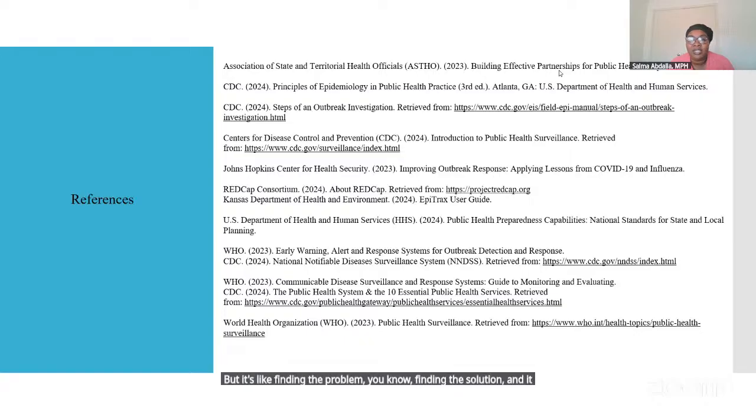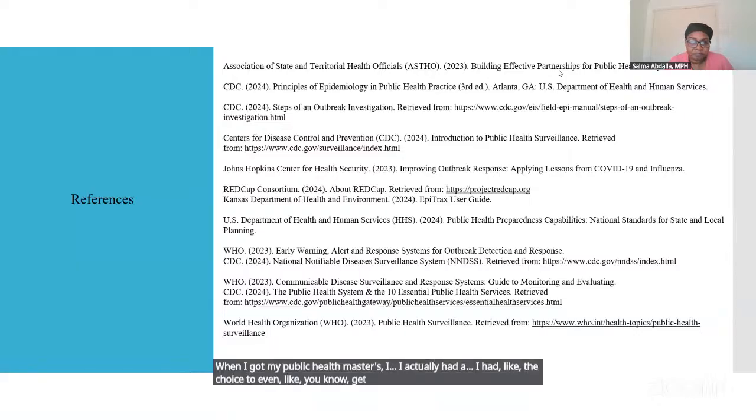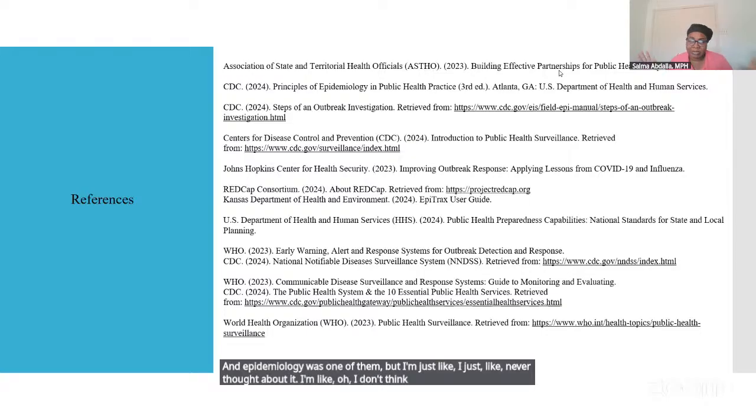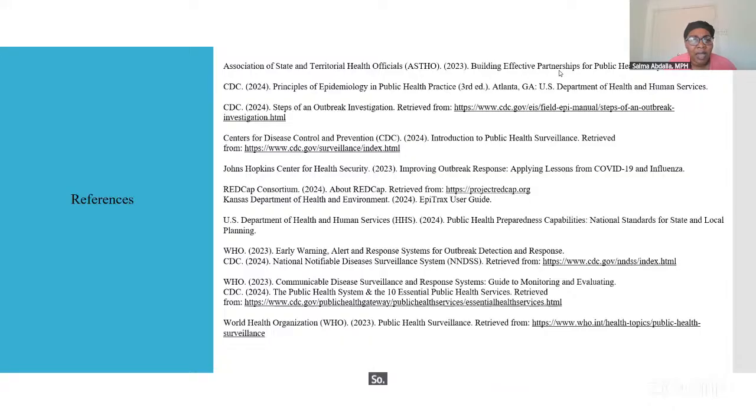Before working as an epidemiologist, when I got my public health master's, I had the option to get a concentration, and epidemiology was one of them. But I never thought about it. I thought, oh, I don't think I would like numbers and things like that, because math is not my favorite subject. But when I applied, I thought, oh wow, epidemiology, this is interesting.